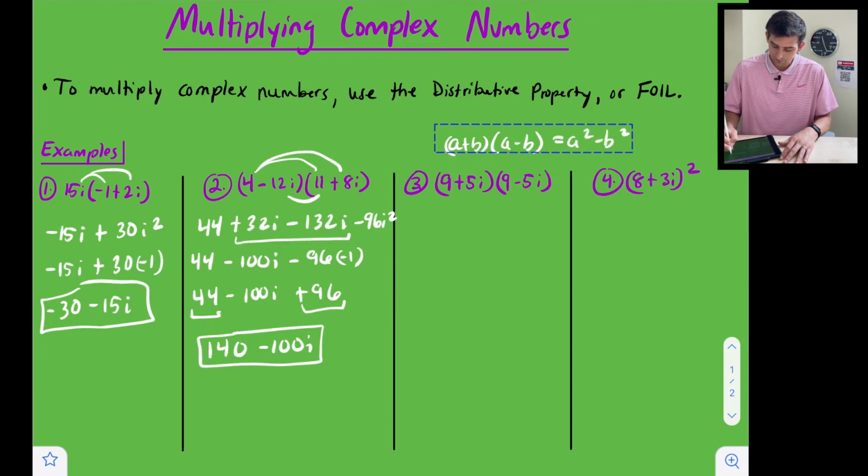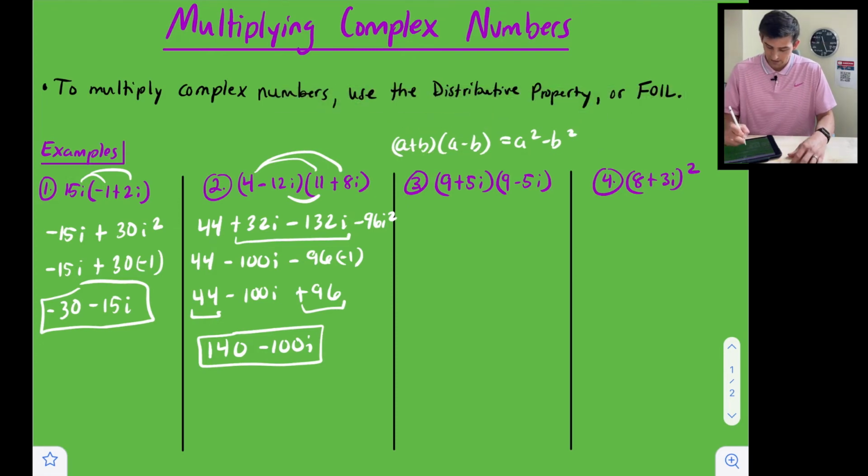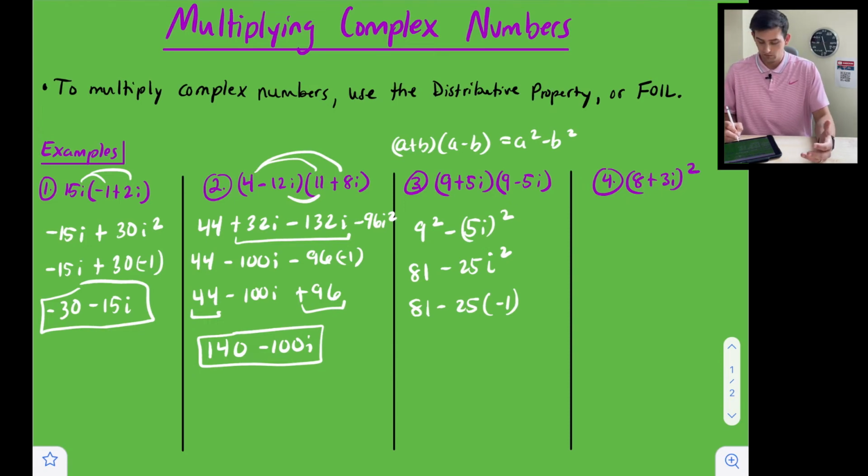So now, if we think about this pattern, a would be 9, right? So this is going to be 9 squared minus, and then b would be 5i. So this is 5i squared. Well, 9 squared is 81, 5 squared is 25, and then i times i would be i squared. So now we have 81 minus 25 i squared, and then remember i squared is equivalent to -1. So we can say 81 plus 25, and we get an answer of 106.